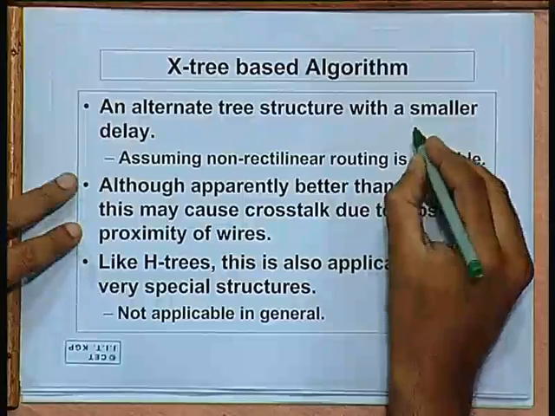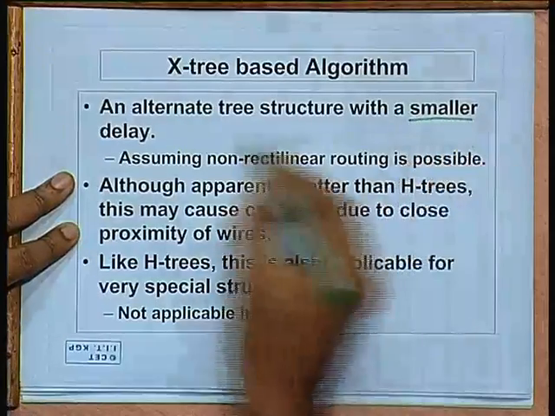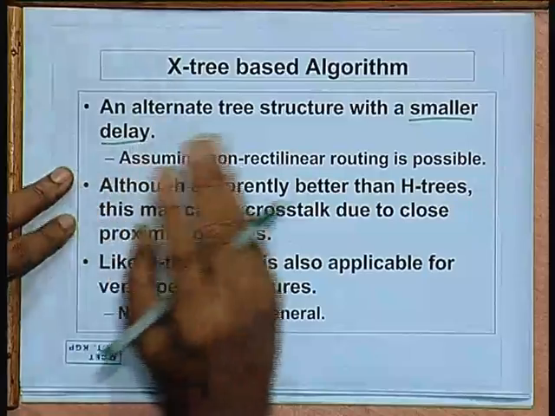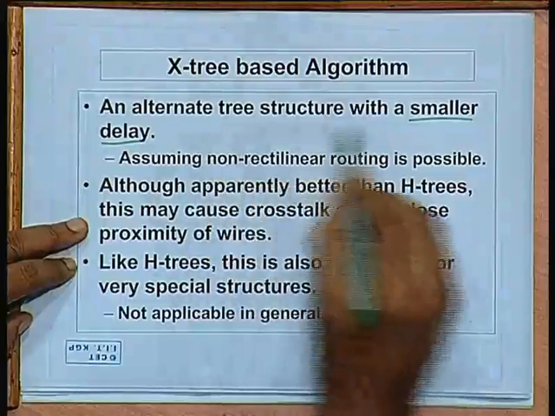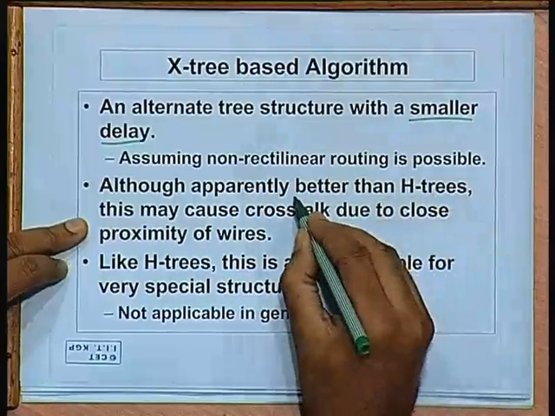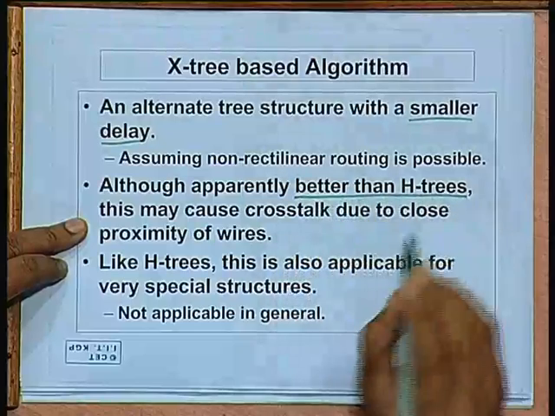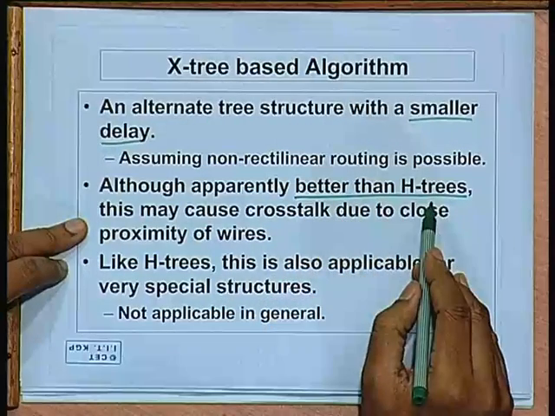Now, X-shaped structure means the lines can run at an angle of 45 degrees. So any line running 45 degrees will join 2 points with a distance smaller than the Manhattan distance. So typically in this kind of an X-tree based algorithm, the delay will be smaller. Delay means the delay of the clock signal from the source to destination. Now in this sense, this can prove to be better than H. I have an example, I will show the diagram. This can be better than H-tree in terms of delays.